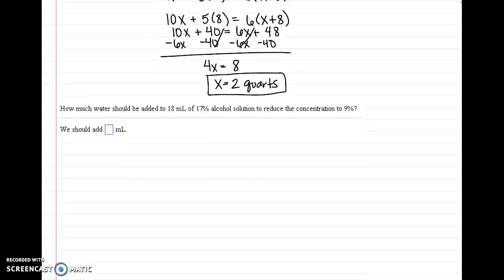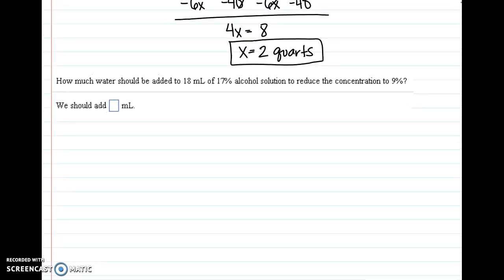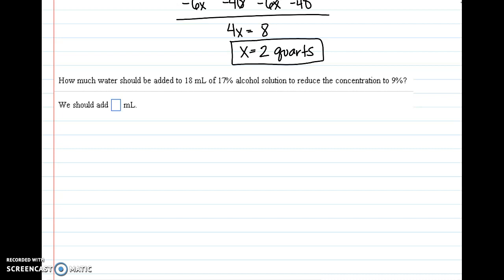All right, last question. This is very, very exciting. How much water should be added to 18 milliliters of a 17% alcohol solution to reduce it to a 9% alcohol solution? Okay, well, we're going to add X milliliters of water.